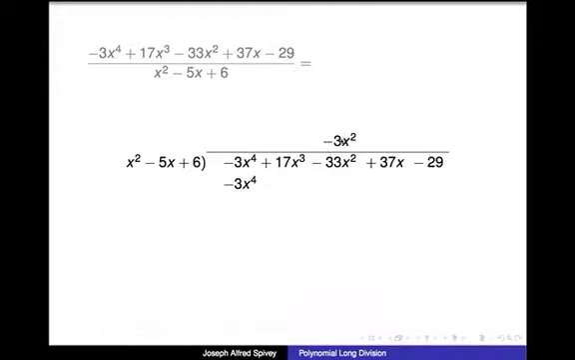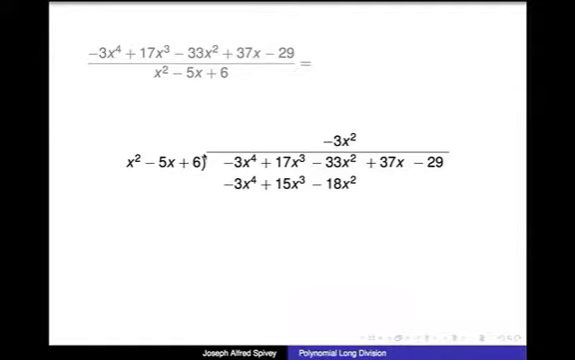Now I'll continue. Negative 3x squared times minus 5x is 15x cubed. And now I'll take negative 3x squared and multiply it by 6, and I get negative 18x squared.